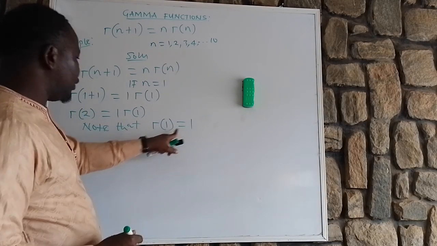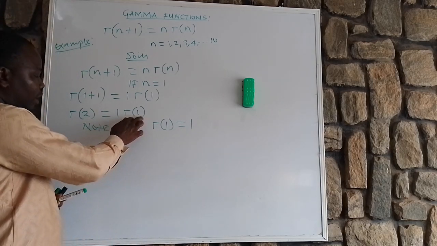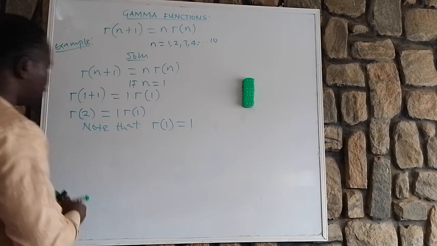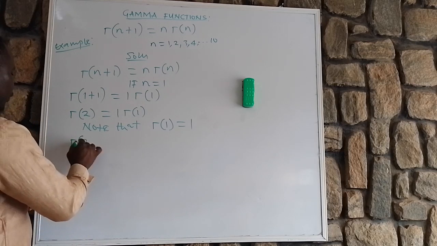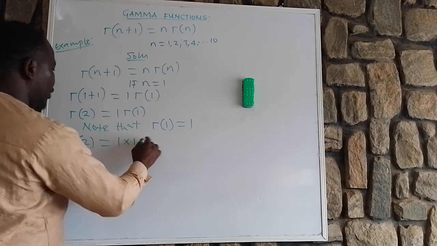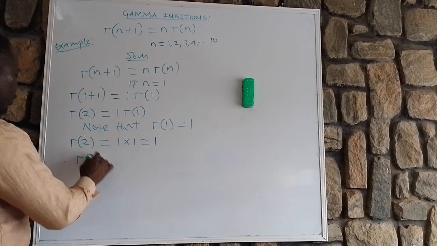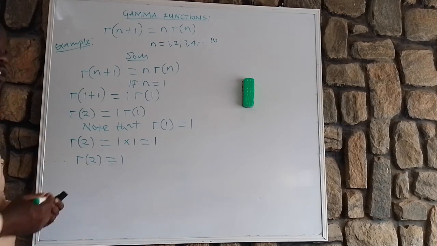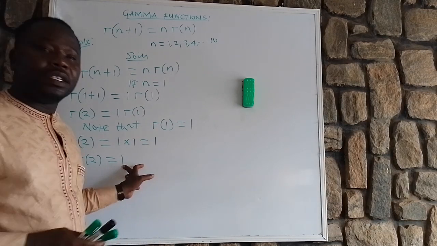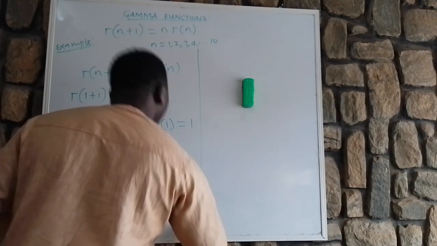So if gamma of 1 is equals to 1, it means we are referring to this. It implies that anywhere you see gamma of 1, you substitute in 1. So our gamma of 2 is now equals to 1 times 1, which is equals to 1. So therefore, our gamma of 2 is equals to 1. So take note. If you are asked to find gamma of 2, gamma of 2 means 1. Then let's look at another example.